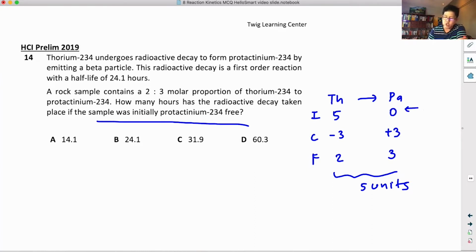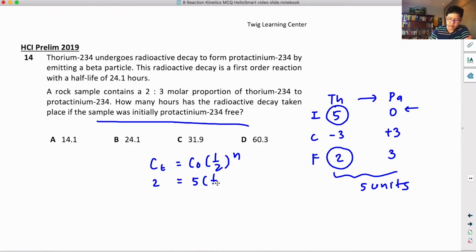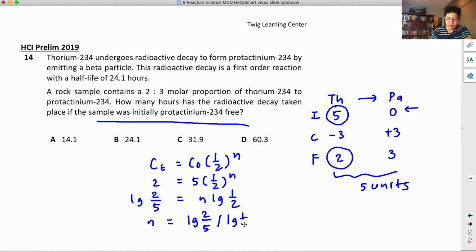So you can see that it started from 5 and then it ended at 2. So I'm going to use the formula C_t = original times half to the power n, where n is the number of half-lives. So the final is 2, the initial is 5, half to the power n. If I take logarithm on both sides, log 2/5 equals n log half. So n is equal to logarithm 2/5 divided by logarithm half. You press your calculator, you should get a value of 1.32.